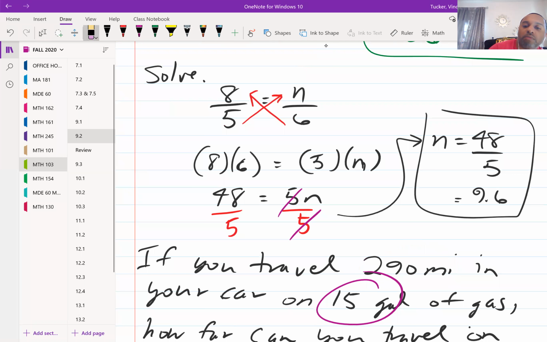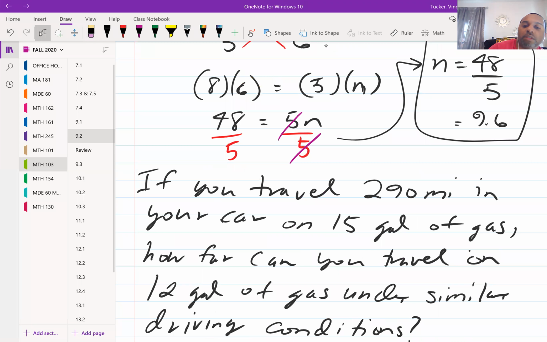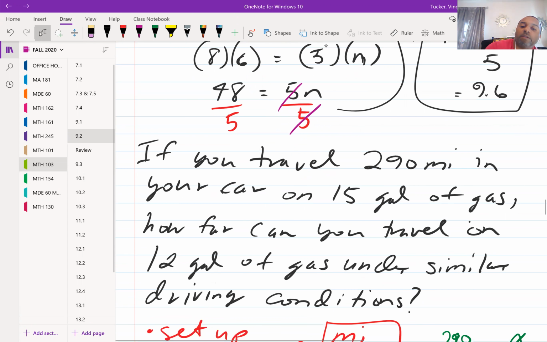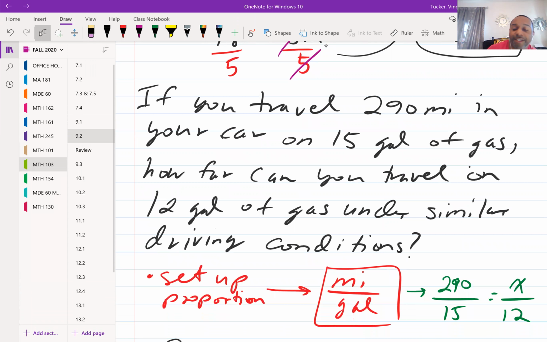All right, so this next one says if you travel 290 miles in your car on 15 gallons of gas, how far can you travel on 12 gallons of gas under the same driving conditions? Now remember, this is your proportions section, so we'll be using proportions to solve this. So you just want to make sure you're consistent in how you set up your proportions. I decided to use miles over gallons. There are a couple other ways to do it. You could have just done gallon over miles. Either way, just make sure you're consistent in what you're doing.